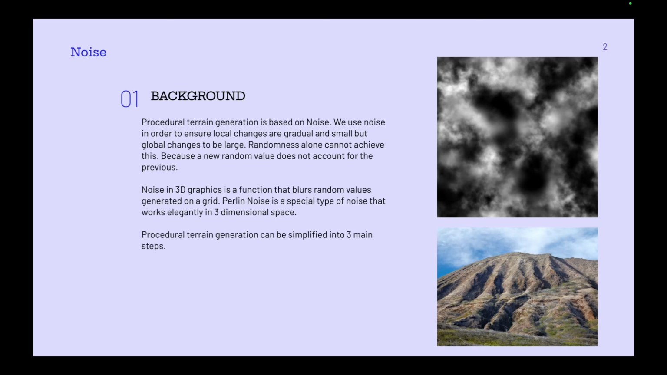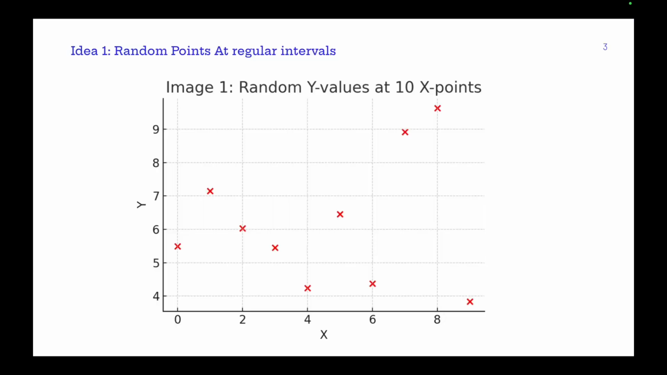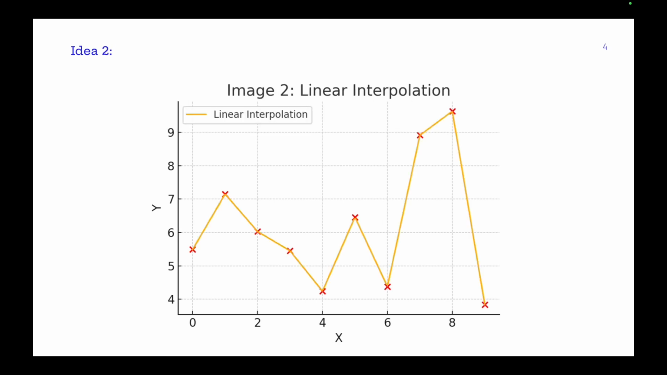And this whole concept can be simplified into three main steps. You can think of it in one-dimensional space, and this can be generalized to three-dimensional space. The first step: at regular intervals on the x-axis, we generate random y values marked by the x cross signs. After this, we linearly interpolate these random values that we've generated, but we can see there's a problem.